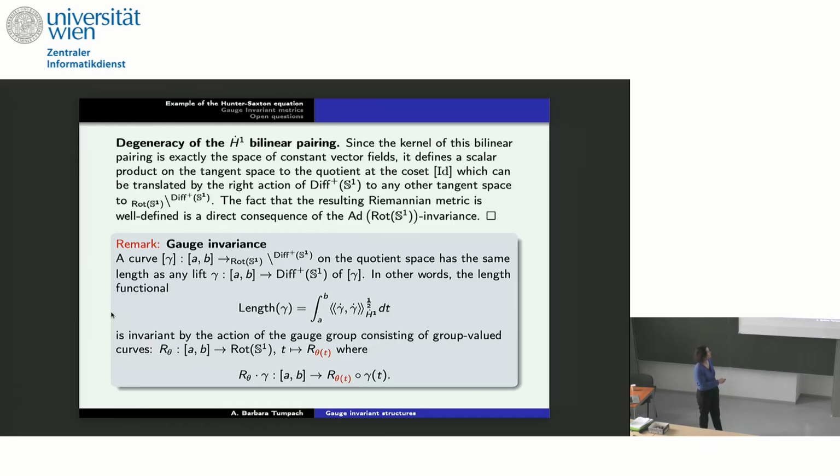Okay, so this gauge invariance, this name is coming from gauge field theory, of course. You have a gauge group, which is a group, for instance, of sections of a principal bundle. Here, it's simply a group. Curves which map in a group, a time-dependent curve, acting on curves in some total space. And the length is invariant by this action.